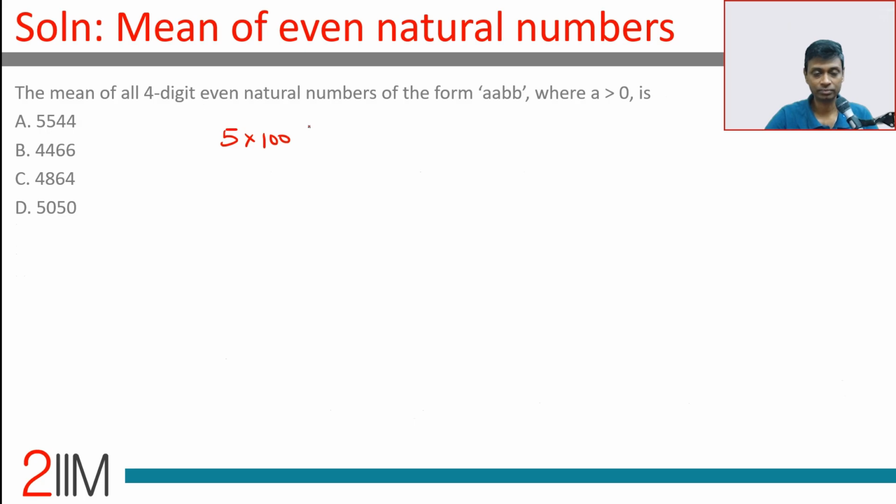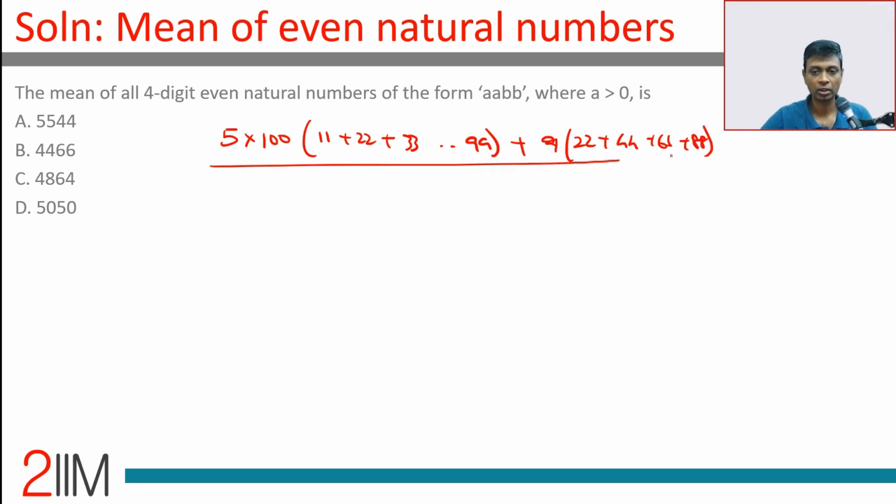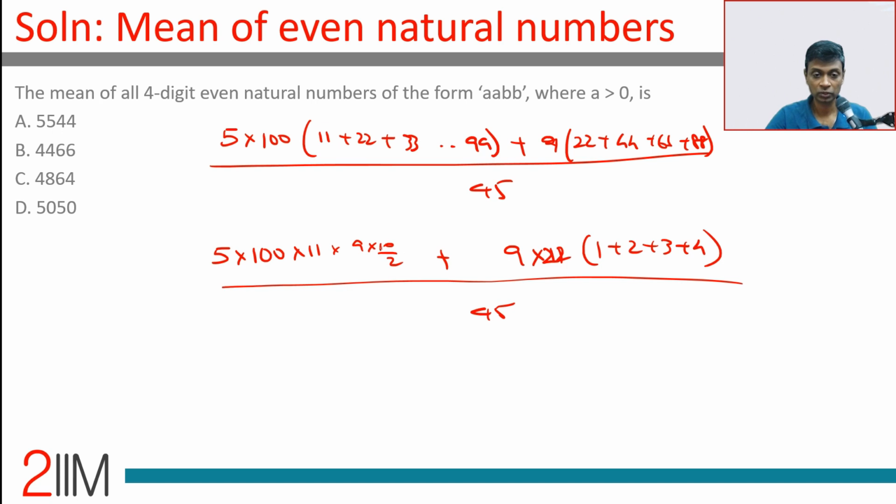5 into hundreds times 11 plus 22 plus 33 all the way till 99, plus 9 times 22 plus 44 plus 66 plus 88, divided by 45. Let's take the numerator. 5 into 100 into 11 into 1 plus 2 plus 3 till 9, which is 9 into 10 by 2, plus 9 into 9 into 22 into 1 plus 2 plus 3 plus 4, divided by 45. 10 by 2 is 5, 9 into 5 is 45. This is 9 into 22 into 10. 9 into 5 is 45. So make it 2, this 45 disappears. So we have 5 into 11, 55 into 100, plus 22 into 2, 5500 plus 44, 5544.